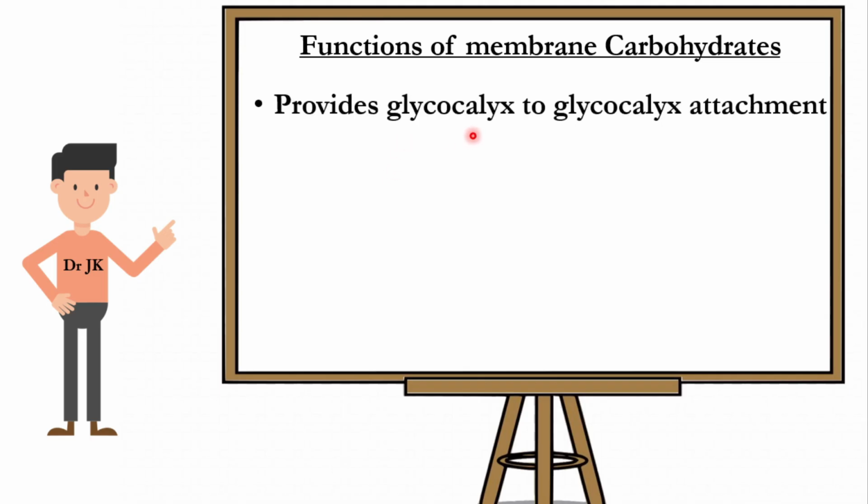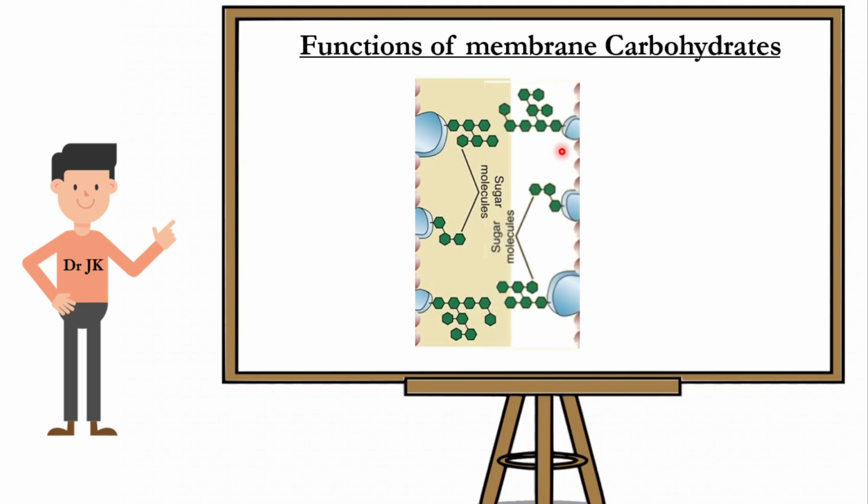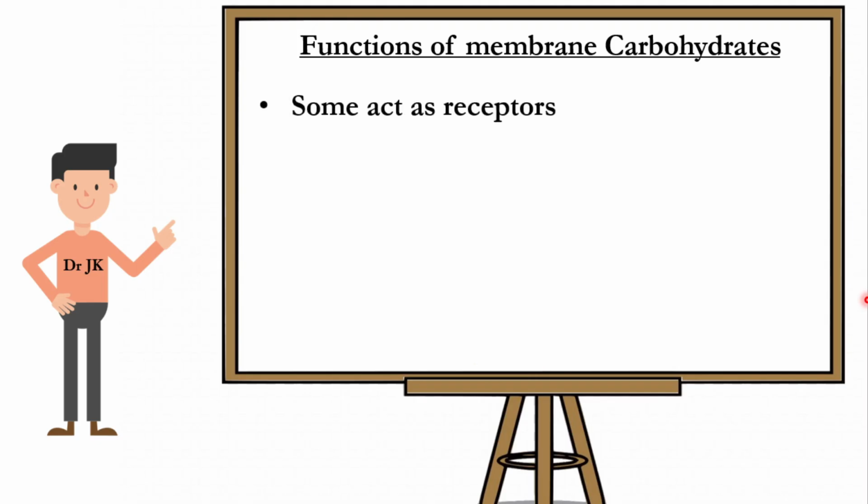Another function is they provide glycocalyx to glycocalyx attachment. If you have two cells and there are two carbohydrates on the ECF, sometimes the glycocalyx of one particle will attach to the glycocalyx of the other. This plays a major role in a few steps of blood coagulation as well as phagocytosis. Similar to proteins, some carbohydrates act as receptors, and they also provide antigenicity.